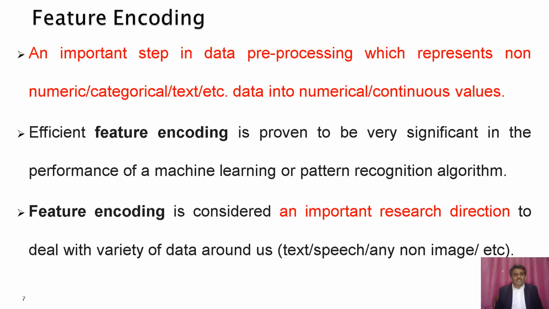This slide shows what is feature encoding. Feature encoding is also an important step in data preprocessing, which represents non-numeric data, such as categorical and text data, into numerical continuous values. Efficient feature encoding is proven to be very significant in the performance of a machine learning or pattern recognition algorithm. Feature encoding is considered an important research direction to deal with the variety of data around us. The data may be in text, speech, or any non-image format.